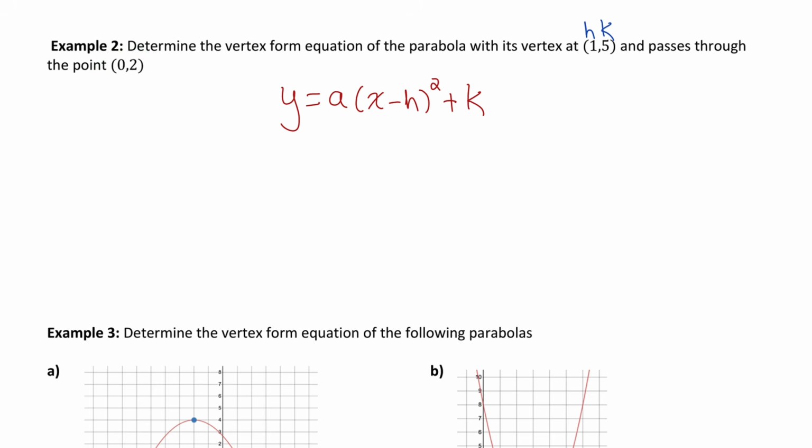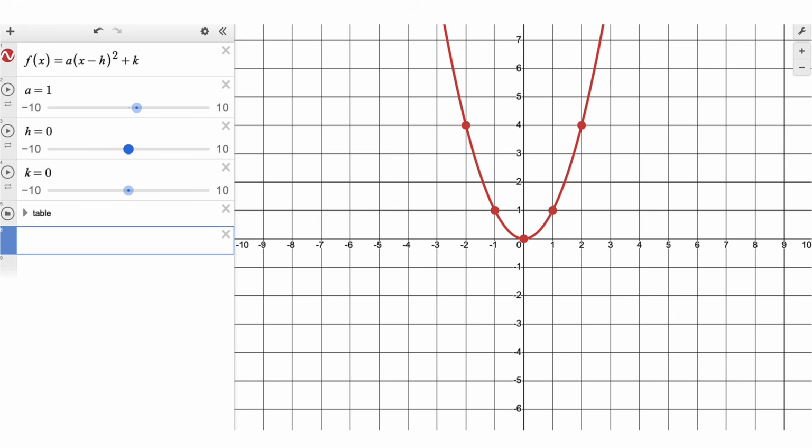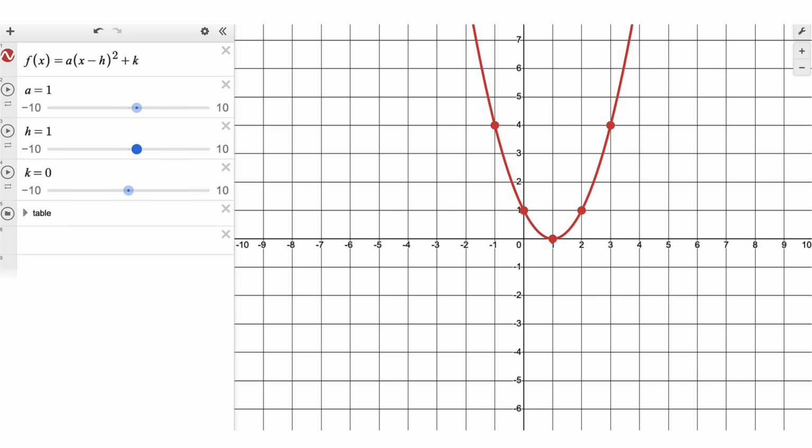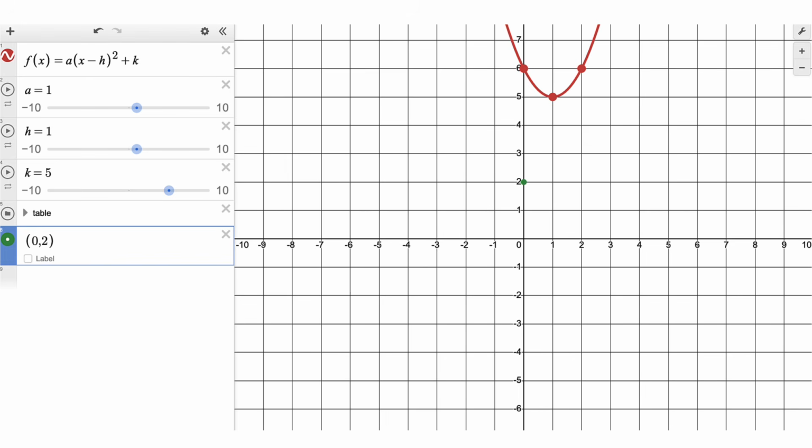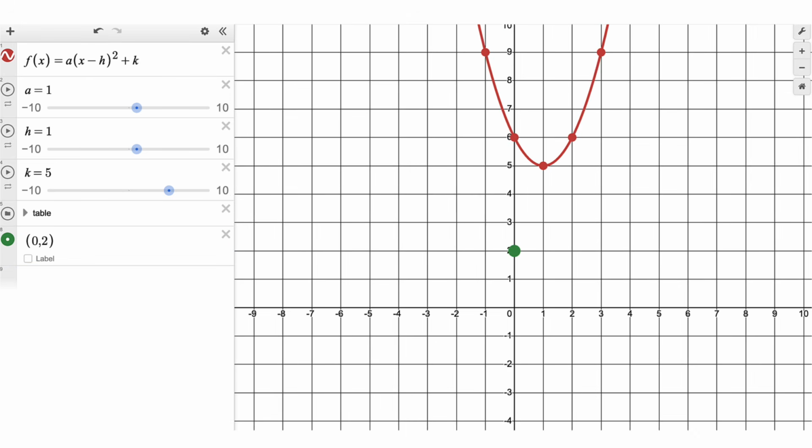So let's go into Desmos and see what we have so far. Well, I know the vertex is at 1, 5, so the h value is 1 and the k value is 5. But it also says the parabola passes through the point 0, 2. So let me plot that on the graph here. So how am I going to get this parabola to pass through that green point?